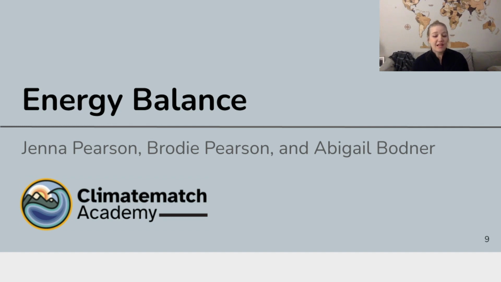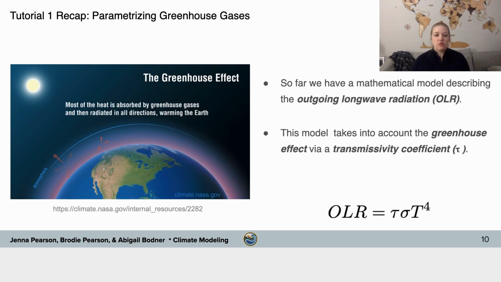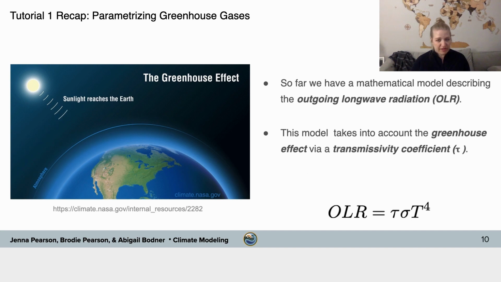Welcome back to the second climate modeling tutorial. In the last tutorial, we ended on a greenhouse model of Earth, learning how Earth loses energy to space and incorporating the effects of greenhouse gases in the atmosphere into our model via the transmissivity coefficient tau. In this tutorial, we will discuss the other side of energy balance, how Earth gains energy.